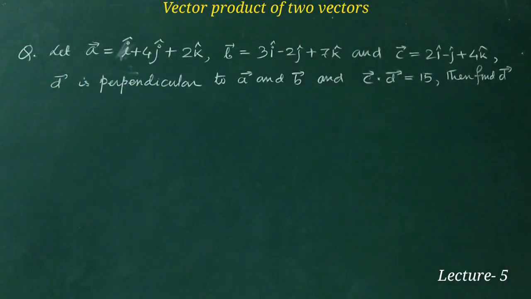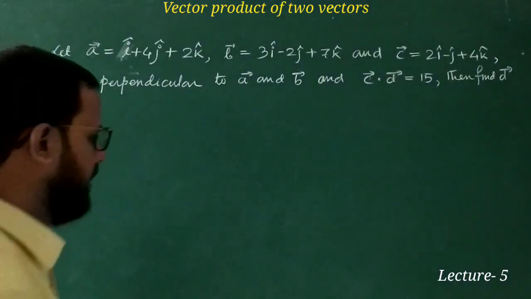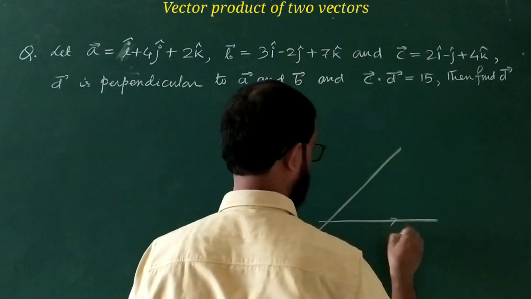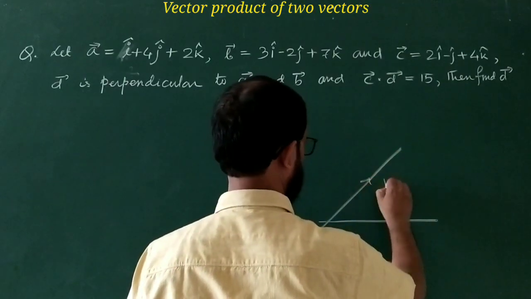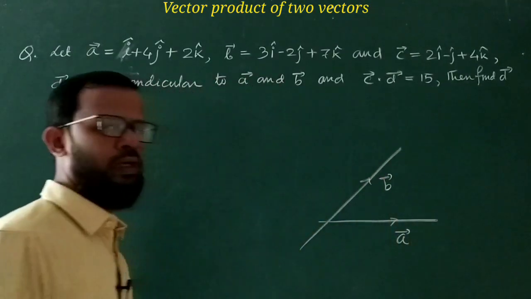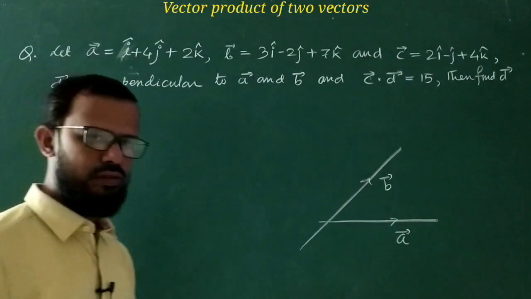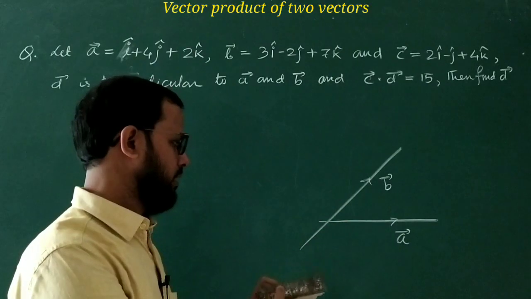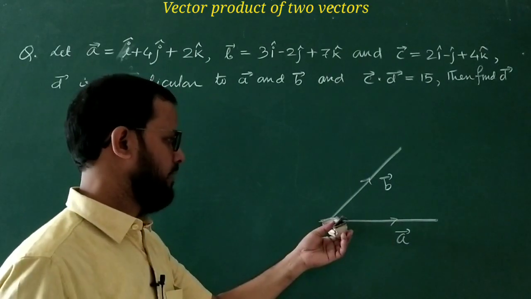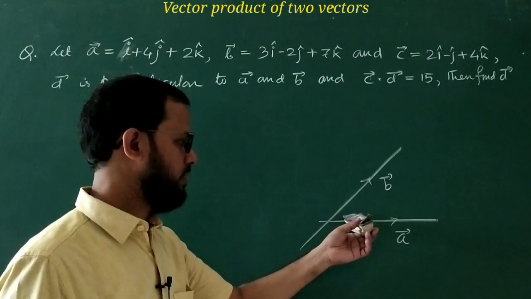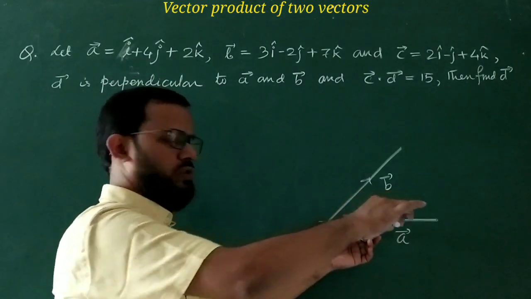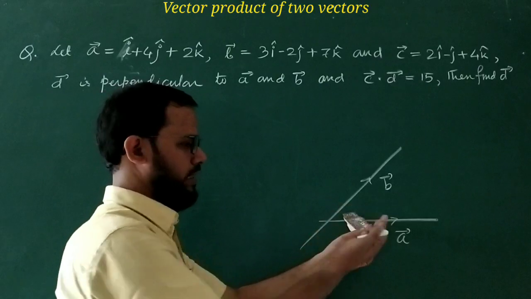You have to find the D vector. Suppose A is any vector and B is another vector. Now D vector is perpendicular to both A vector and B vector. The direction of D vector will be along this direction, perpendicular to both.